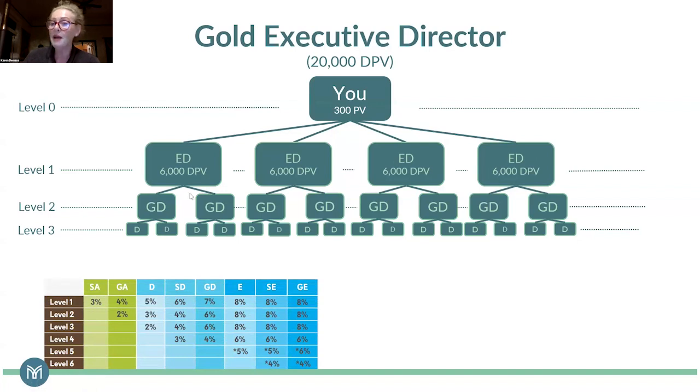So you want to be always aiming above the bar, remember? Some of you have heard that story about aiming above. So with 24,000 there, you're well and truly a gold executive director. And again, you're looking at 8% on your first 3 levels.